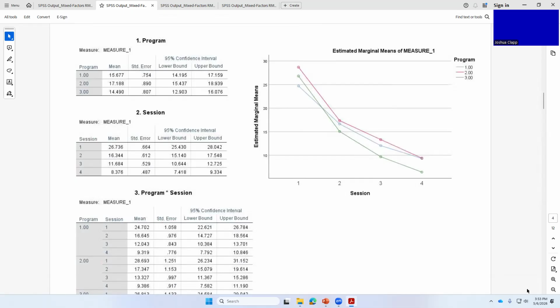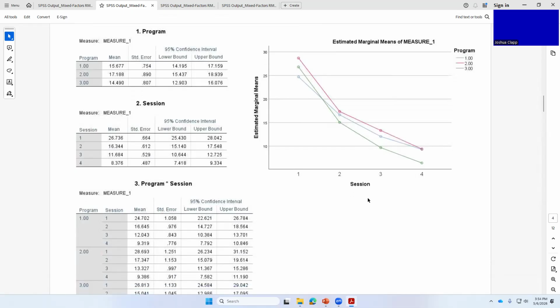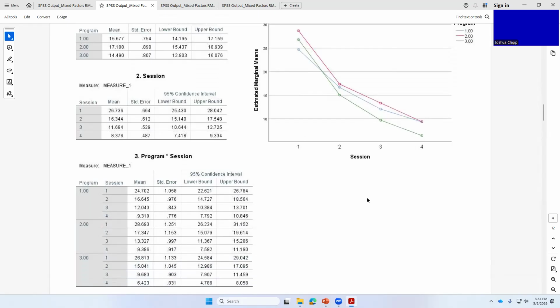Then we get down here. These are our program by session means. This is what's being captured in this plot. Now, again, if you were to actually calculate these out and plot them in Excel or something like that, it's going to look a little bit different because these are estimated means versus the actual observed means. But this is what's being captured here. So program 1, baseline, 2, 4, 6 weeks. Same thing for program 2. Same thing for program 3.